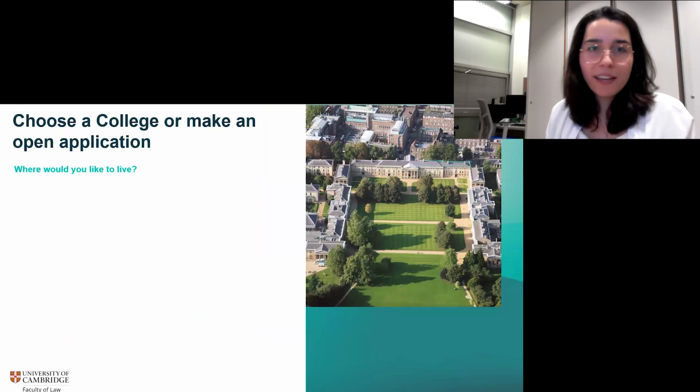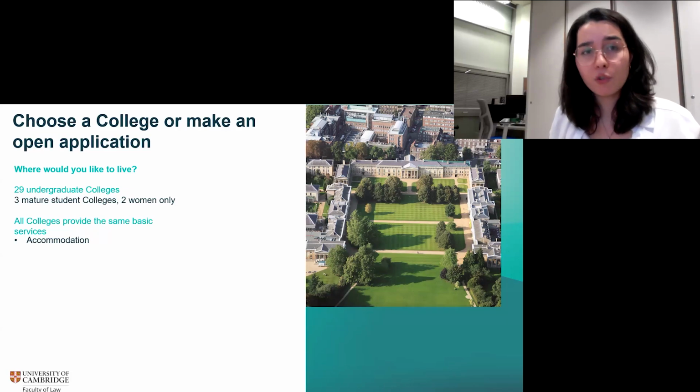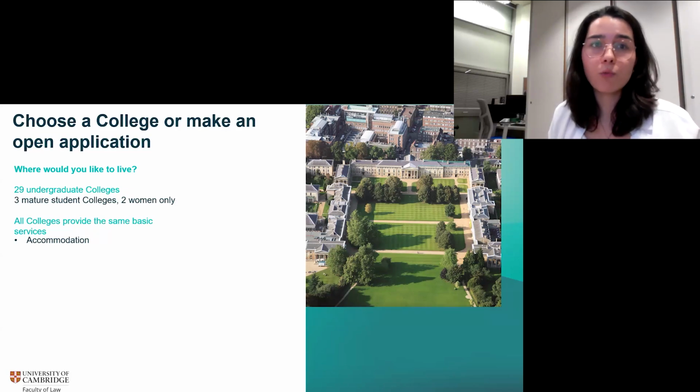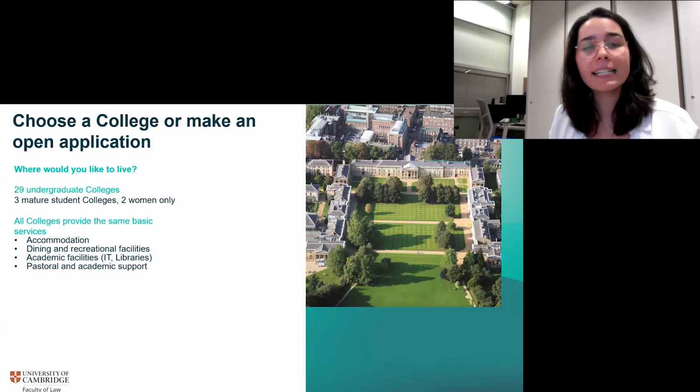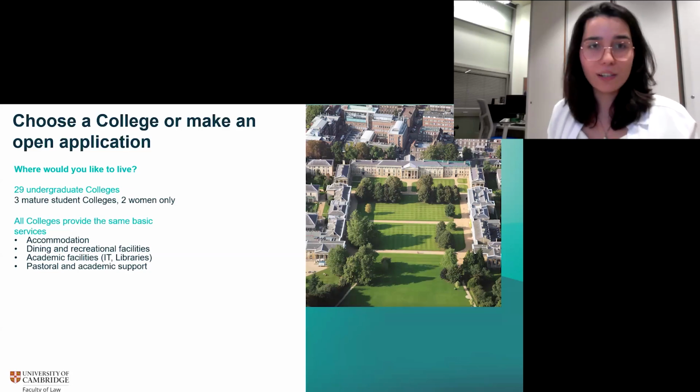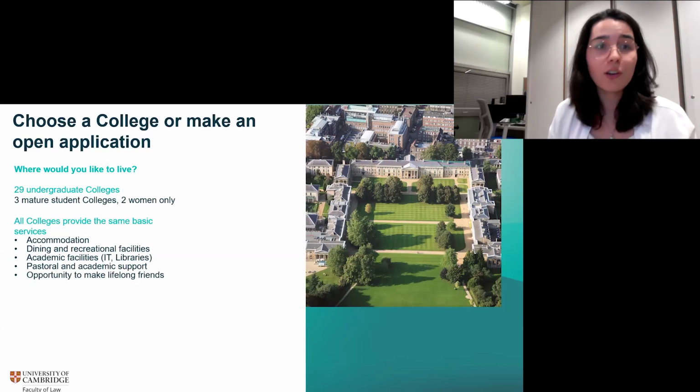Okay? So how do I actually choose a college then? There's a few different things that you can think about. Cambridge has 29 undergraduate colleges. 3 of those only take mature students. So these are students that would be 20 years old or older by the time they start their Cambridge degree. And also 2 of those colleges are women only, so just for women. All colleges pretty much provide very similar things. So they provide accommodation, dining and recreational facilities, academic facilities, as we said, including IT facilities, pastoral and academic support, and of course, the opportunity to make lifelong friends.